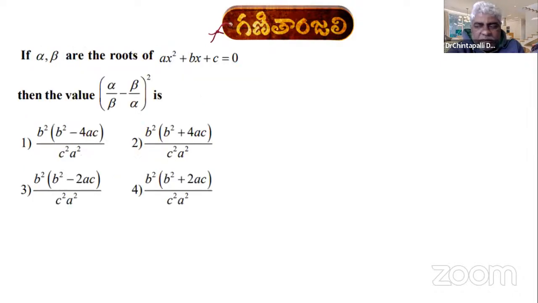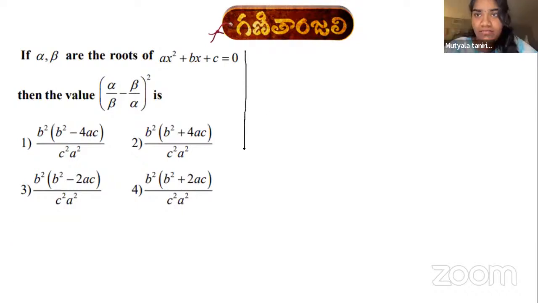I selected a few slightly difficult questions so that you will be strengthened in this concept. Yes, you can do it. If alpha, beta are the roots of x squared plus bx plus c equals 0, then the value of alpha over beta minus beta over alpha whole square is. Before that, let's have a small drill.